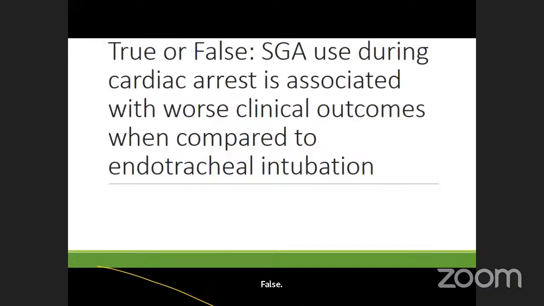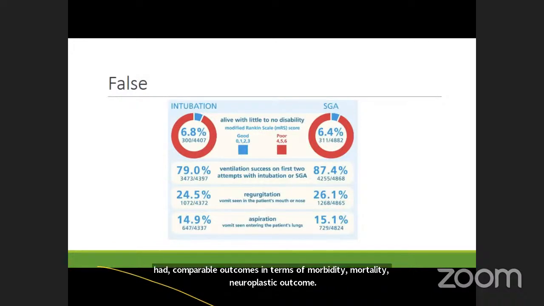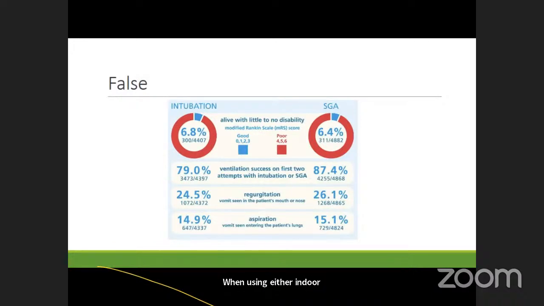So question, SGA use during cardiac arrest is associated with worse clinical outcomes compared to endotracheal intubation. They had comparable outcomes in terms of morbidity, mortality, neurologic outcome when using either endotracheal intubation or a LMA or supraglottic airway device. But that's arguably not the most interesting part of this study.